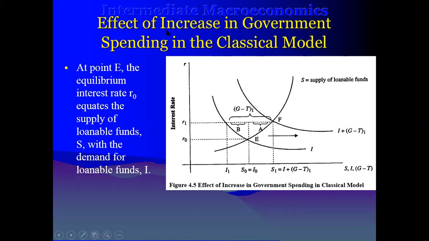We want to look at the effect of an increase in government spending. As G minus T is increasing, this is going to be the new demand for loanable funds curve. This is the new curve. So the new equilibrium here is point F. The new equilibrium is point F. Please, do we understand up to this point?